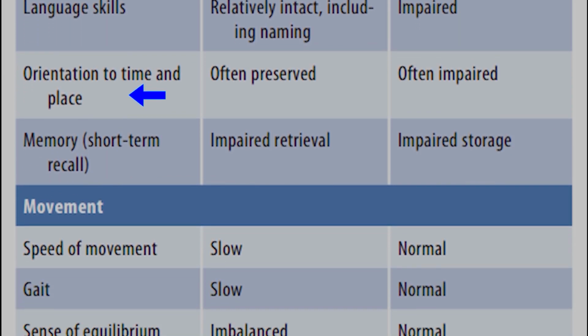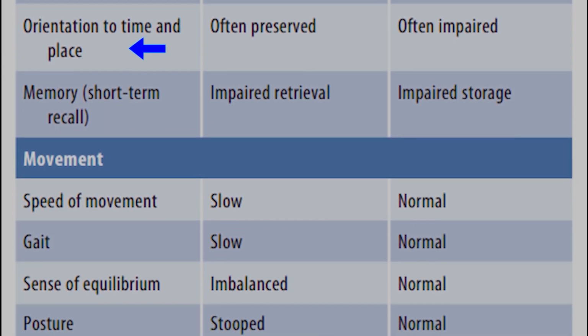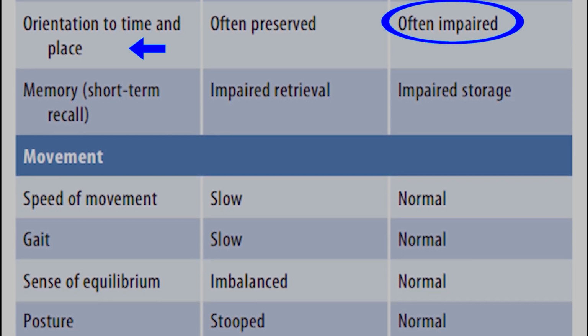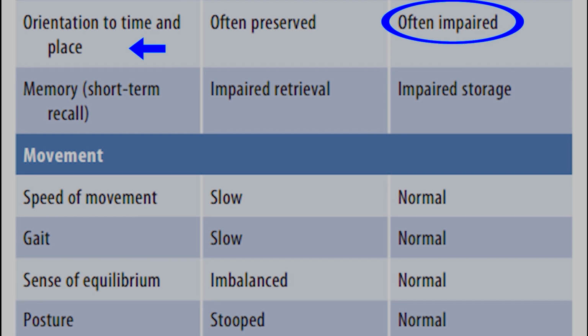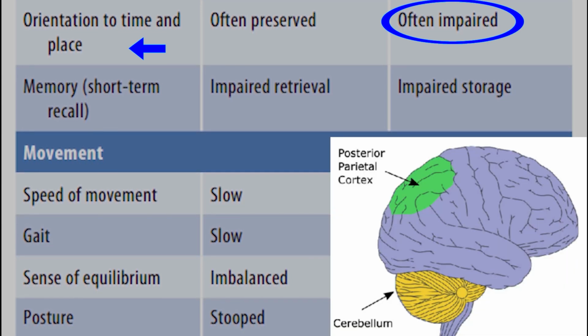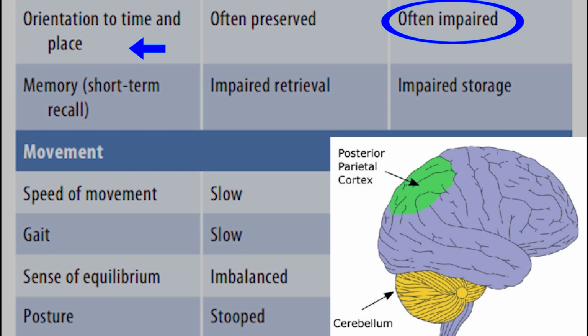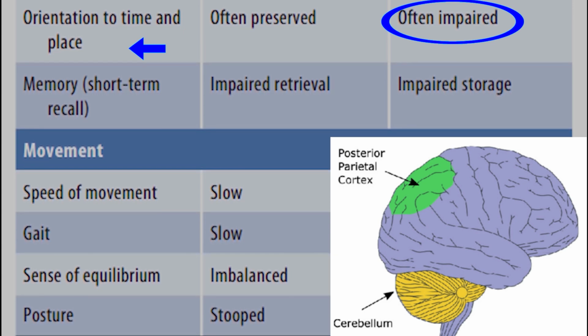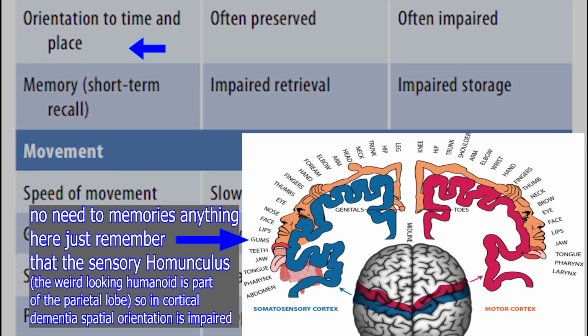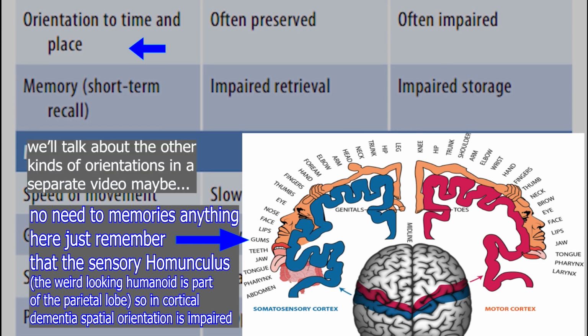Moving on, the table also discusses the orientation to time and space and how it's impaired in cortical dementia. The way I like to think of it is, as we all probably know, the cortex, especially the parietal cortex, is responsible for receiving sensory information from the entire body, including sensory information from muscular tissue that allows you to maintain your 3D awareness, for lack of better words, your orientation in 3D space.